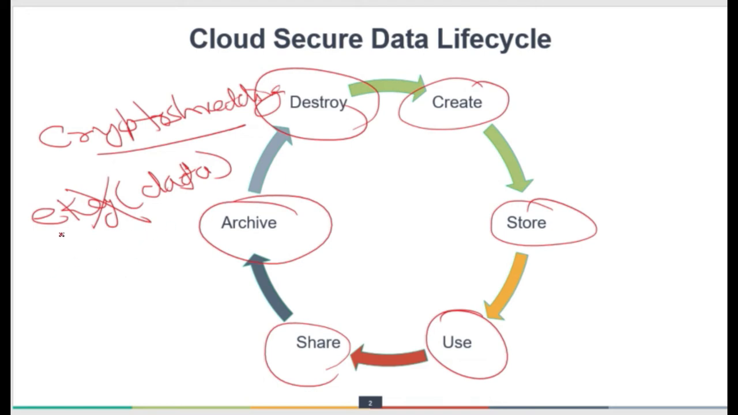So from exam point of view, if any use case, or the question is around what is the best possible way to destroy the data once it is decided that we don't want to store that data anymore, and we want to destroy that, then crypto shredding is the best option. To remember these data life cycles, CSUSAD is the short form that we should remember. C for create, S for store, U for use, S for share, A for archive, and D for destroy.